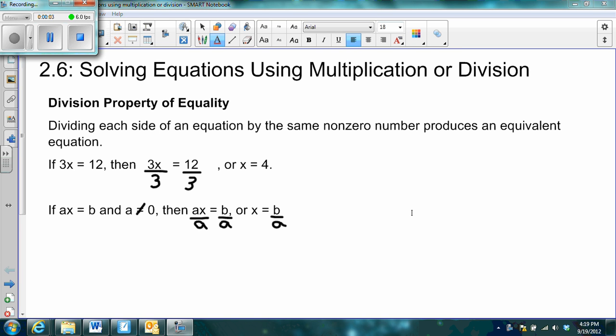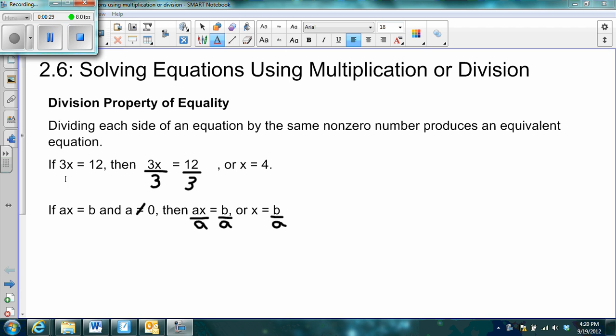So lesson 2.6 is similar to lesson 2.5, but now we're going to use multiplication or division to solve equations, because we talked about inverse operations, and multiplication and division are inverse of each other. So for example, the division property of equality means that if you divide each side of an equation by the same non-zero number, it produces an equivalent equation.